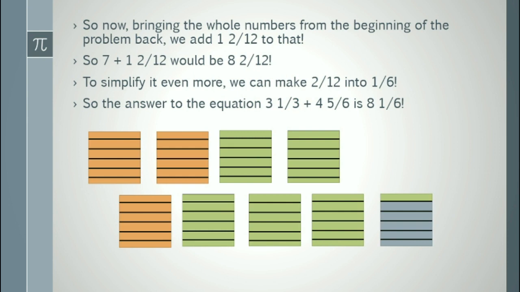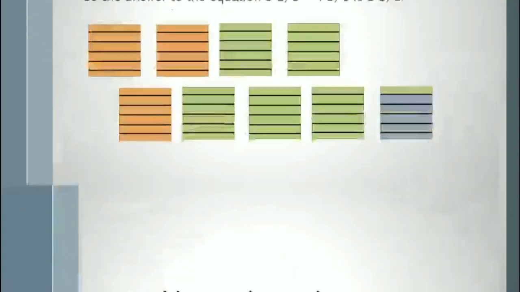To simplify it even more, we can make 2/12 into 1/6. So the answer to the equation, 3 1/3 plus 4 5/6, is 8 1/6.